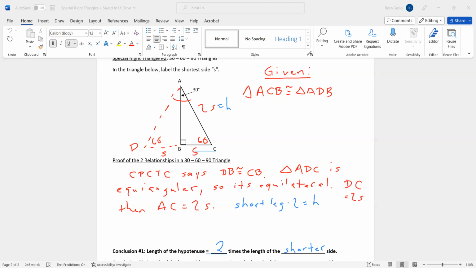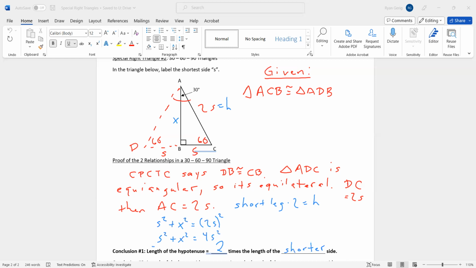Okay. The second one is the long leg, which is right here. All right. I'm going to use Pythagorean theorem to do this one. So I'm going to do s squared plus x squared equals the hypotenuse squared. Well, s squared is just s squared. X squared is just x squared. 2s times 2s is 4s squared.